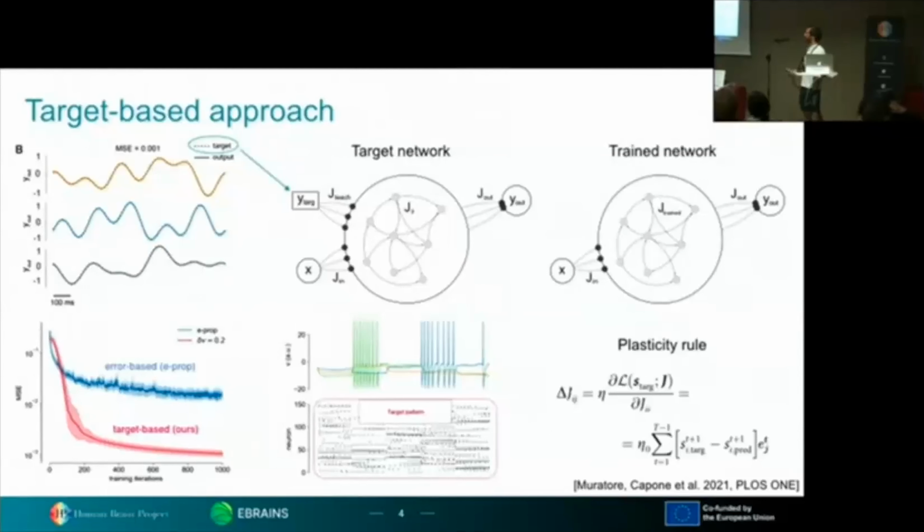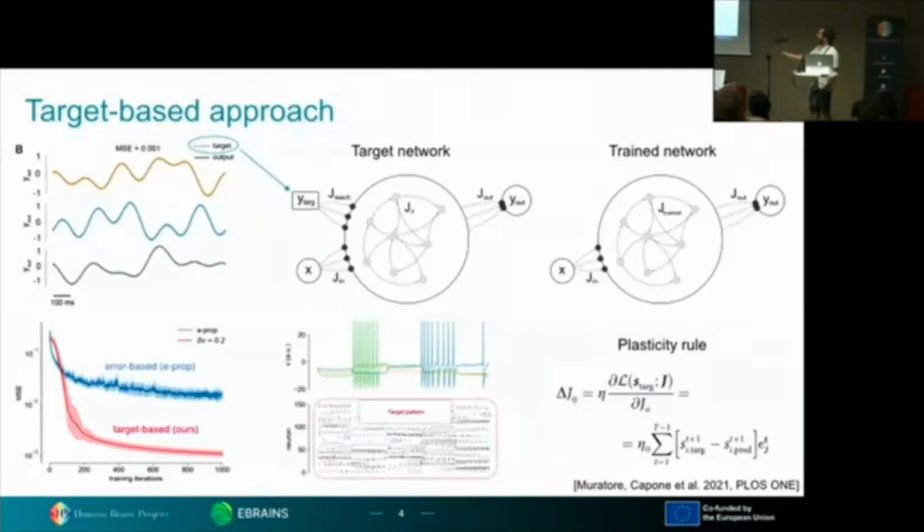So this doesn't require the propagation of an error. However, it requires the presence of two networks. This is a problem I will discuss better in a few slides. But for now, let's keep this process. What the learning rule is doing here is just trying to reproduce in this network the target activity. In the previous approach, the error-based approach, the internal solution was iteratively adjusted to minimize the error, while in this case, the internal solution is directly proposed to the network.